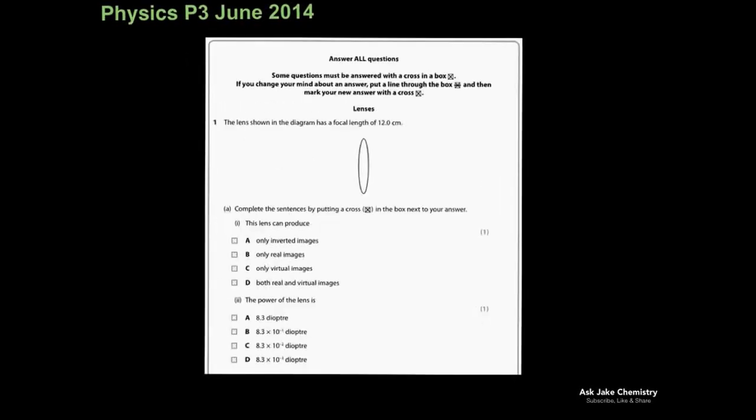Question 1. The lens shown in the diagram has a focal length of 12 centimeters. Complete the sentence by putting a cross in the box next to your answer. This lens can produce, and then it gives you different things it could be. Of course, this is a convex lens, so it focuses the image in one single point. It does not diverge the light, and it asks you which one is it.